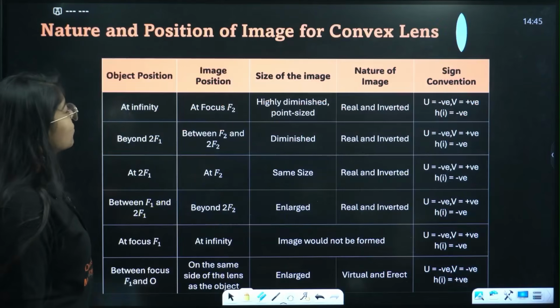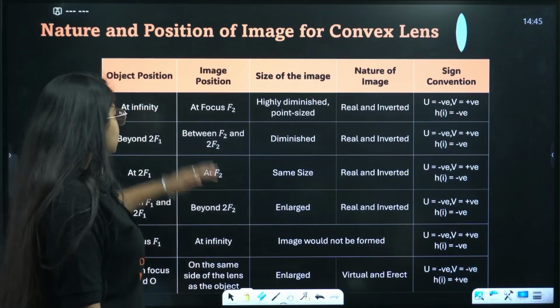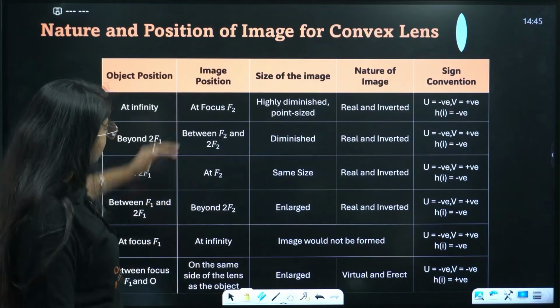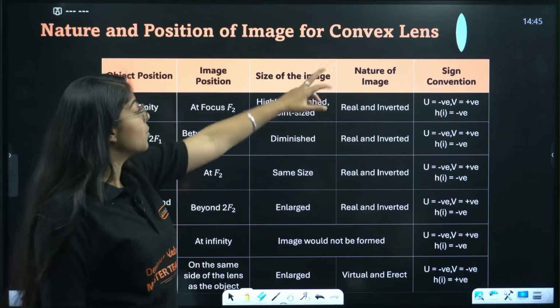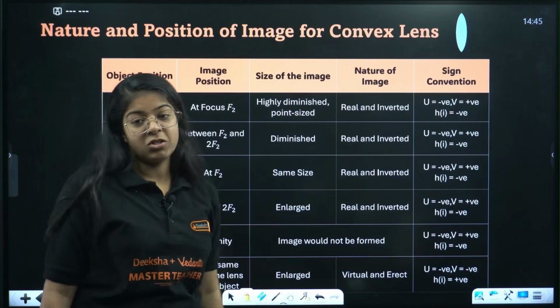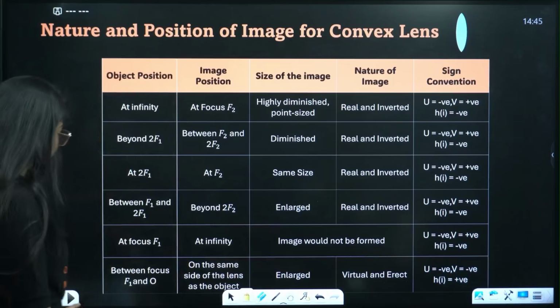Okay. Next we have again the convex lens. See all the image and object positions, size of the image, nature of the image, sign convention. I've given you everything. Just go through them. Okay.